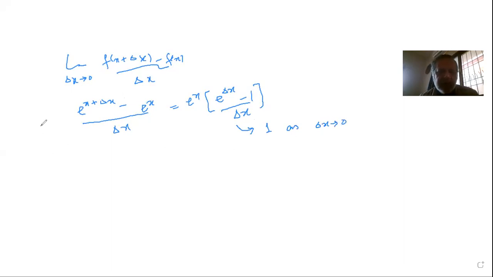So this means we work out with the help of the basic fundamental first principle, then the derivative of e power x comes out to be e power x. And those who are wondering how this limit is equal to 1, as delta x approaches 0, it can be verified computationally by taking delta x very, very small and finding the value of this.